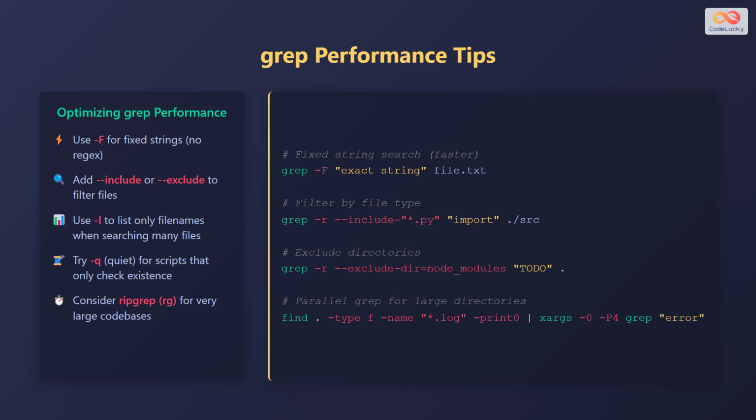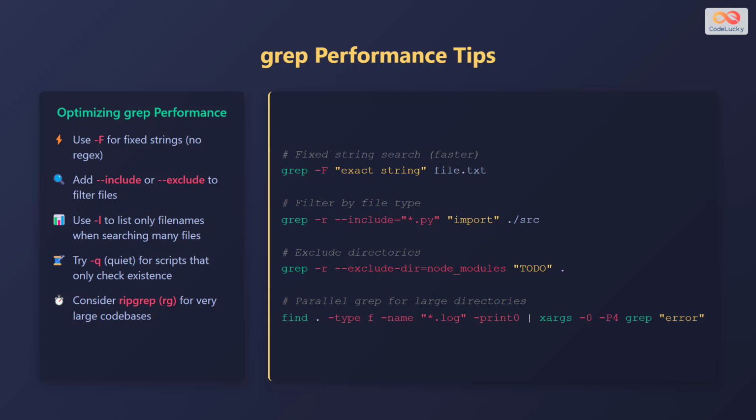Use the -l option to list only file names when searching many files, as this stops grep from reading the content of files once a match is found. Try the -q option, which stands for quiet, in scripts where you only need to check if a pattern exists, as it stops grep from producing output and can speed up execution. Finally, for very large code bases, consider using ripgrep, often abbreviated as rg, which is designed to be faster than grep.